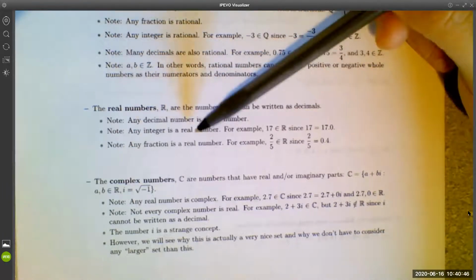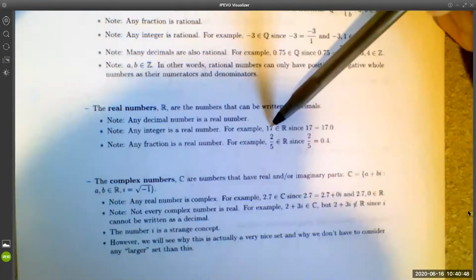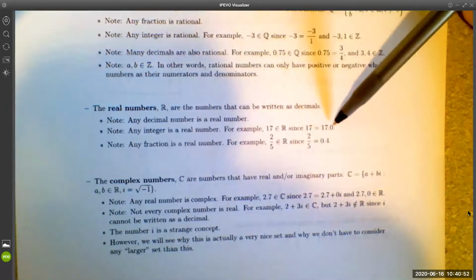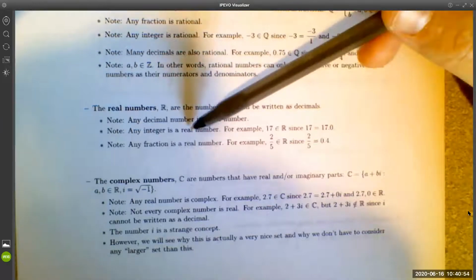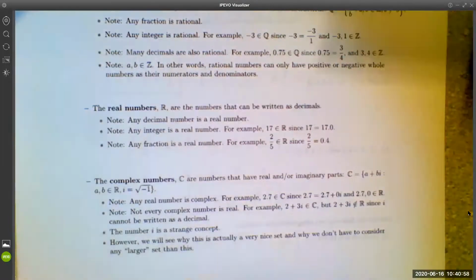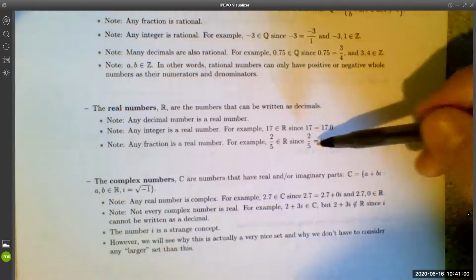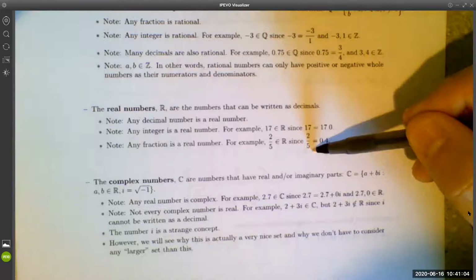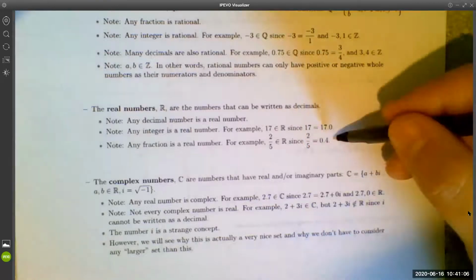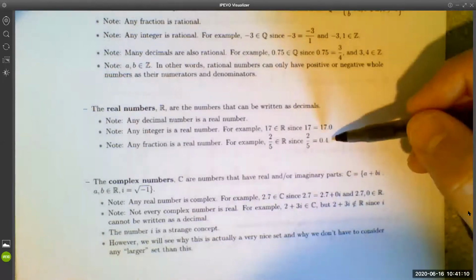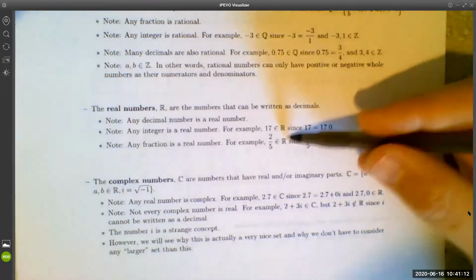Any integer is a real number. For example, 17 is a real number because you can write 17 as 17.0 or whatever. So any integer is a real number. Any fraction is a real number. For example, 2/5 is a real number because you can work out the division. You can do 2 divided by 5 in your calculator or whatever, and you get 0.4, right? You can change this fraction into a decimal. So any number that can be written as a decimal is a real number.